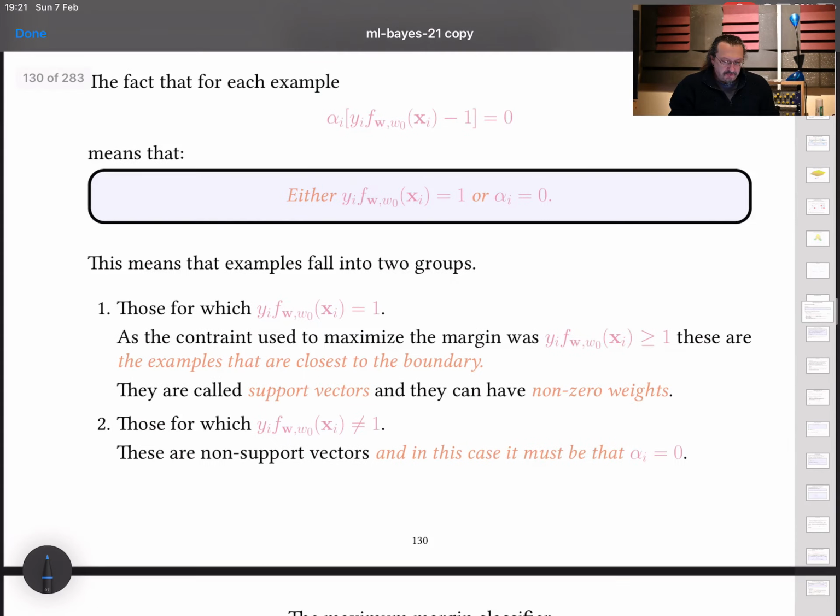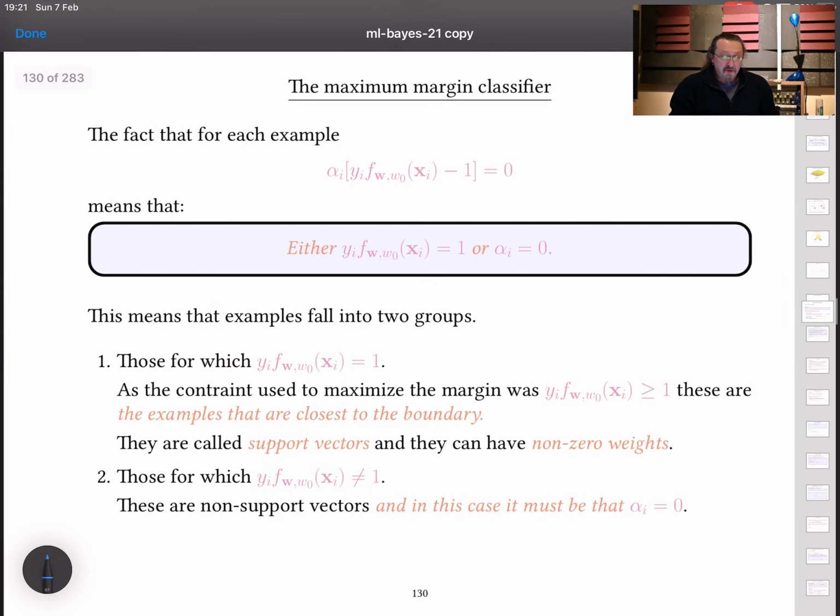So what's going on here? Well, that third requirement is in itself quite nice. We have to just think about what it says. Okay, it says that either alpha i, the ith Lagrange multiplier, is 0, or this expression is 1. Okay, which makes the contents of this square bracket here 0. One or the other of those must be the case. Okay, for each i, for each training example.